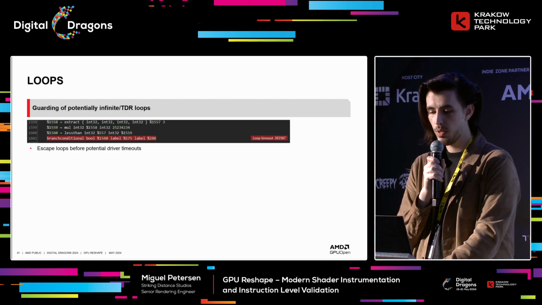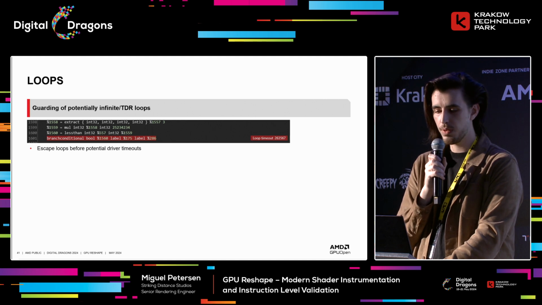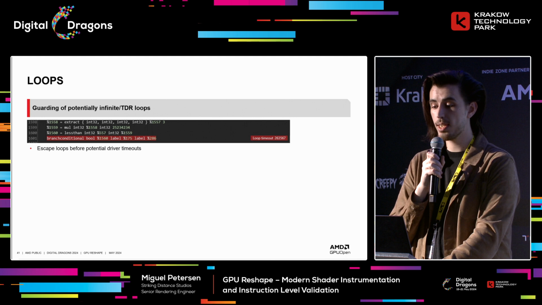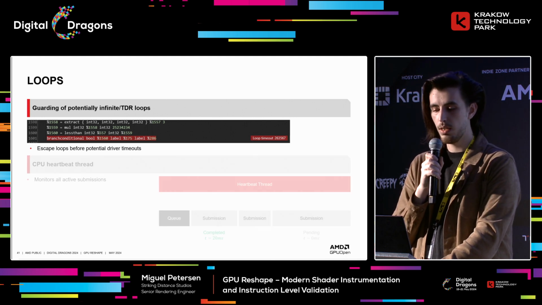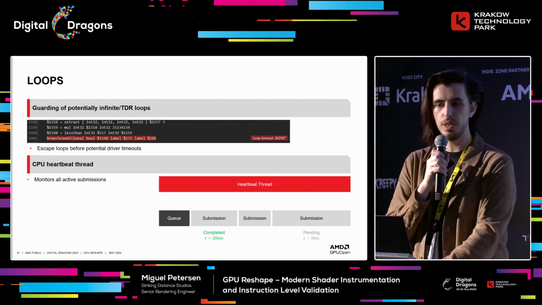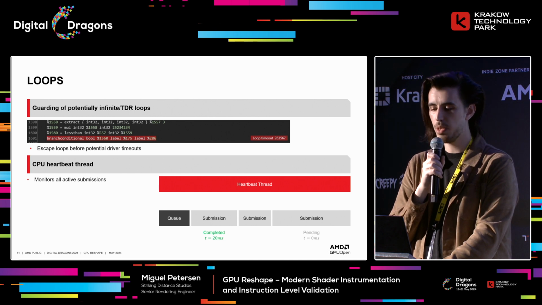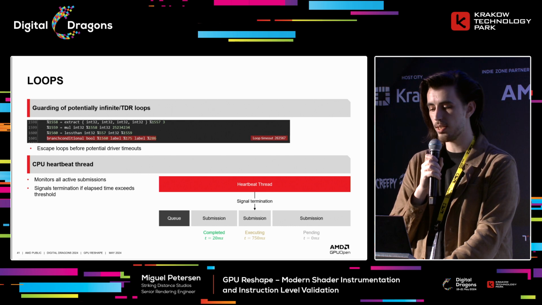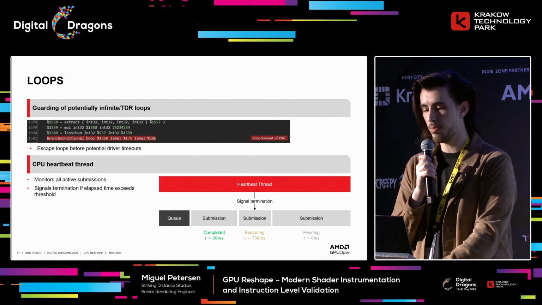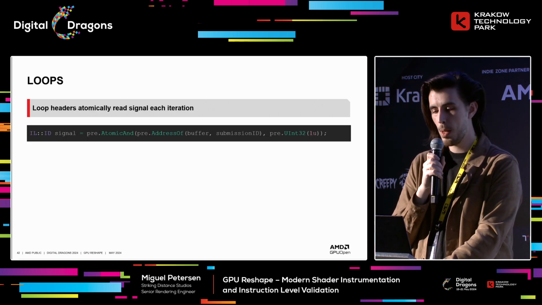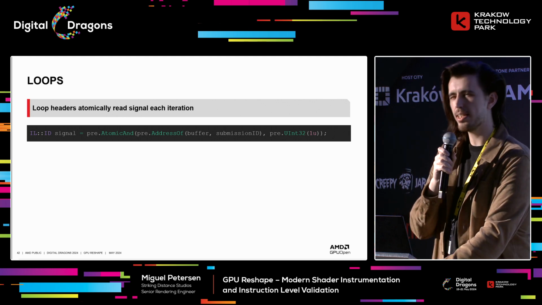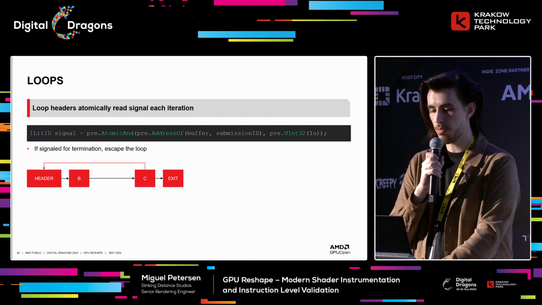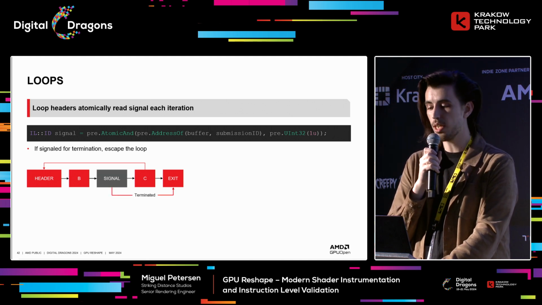And finally, loops. We also want to guard against both infinite loops and TDR causing loops. The basic idea is that we want to allow the application to escape the loop before a timeout may occur. On the CPU side, we essentially have a heartbeat thread that monitors all active submissions and signals for termination if any particular submission has exceeded the elapsed time threshold. On the GRIL side, each loop header, which is like the entry point, is modified to atomically read a signal on each iteration. If the signal is set, we escape the loop.